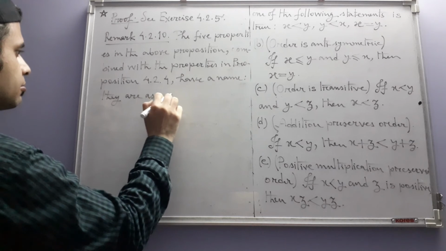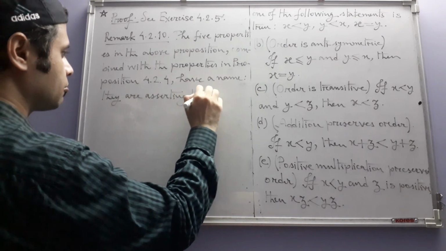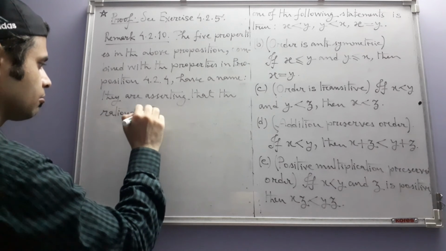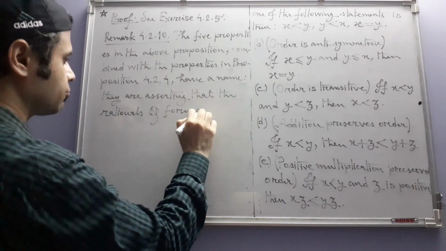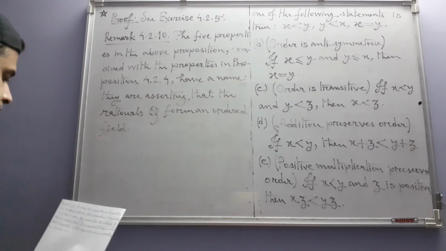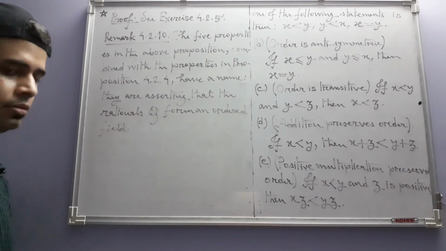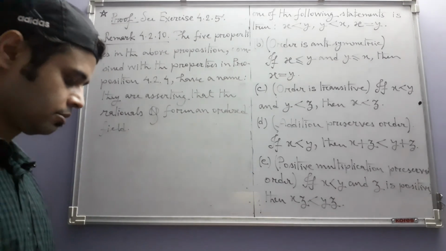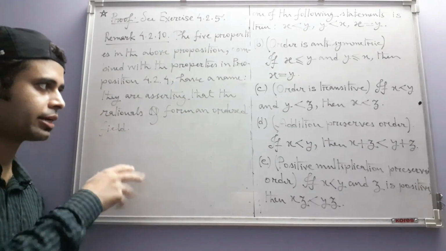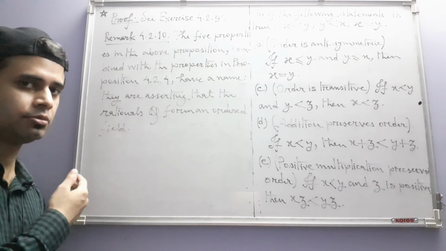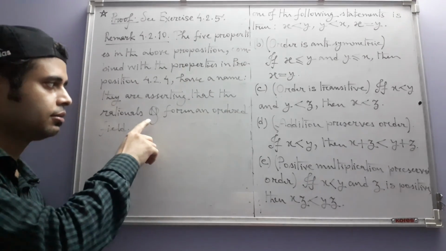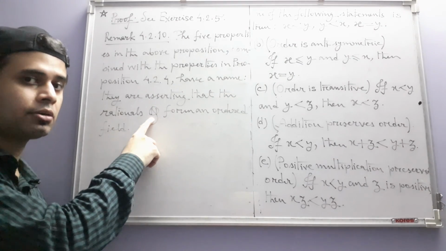They are asserting that the rationals Q form an ordered field. So if we combine all the properties that say that the rationals form a field, namely the laws of algebra for rationals, along with these properties of order, then together all these things are saying that the system of rational numbers is an ordered field.